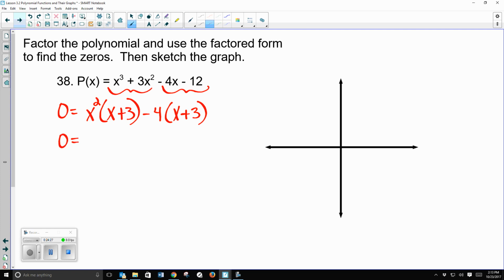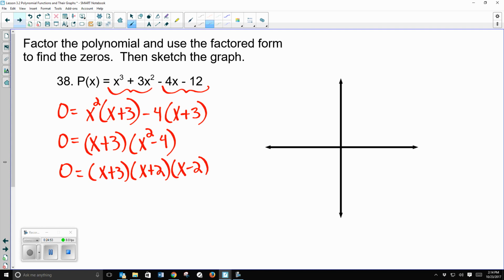This we learned in Algebra 1, but it's probably been a while. Don't forget how to factor by grouping. You take out your x plus 3. This is a term and this is a term. I'm factoring out an x plus 3, which leaves x squared minus 4. Do you remember that? Then I have x plus 3, x plus 2, x minus 2. My zeros are negative 3, negative 2, and 2, and you can put these in order if you want to.